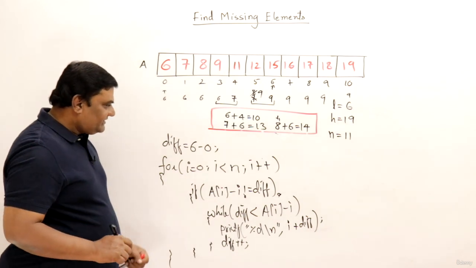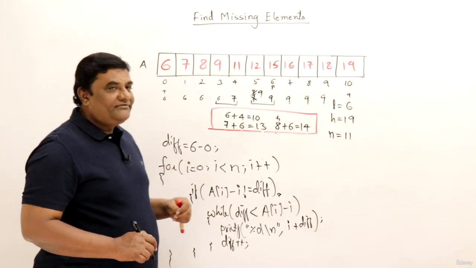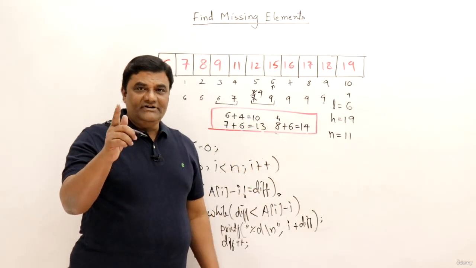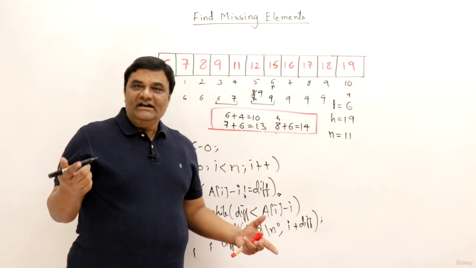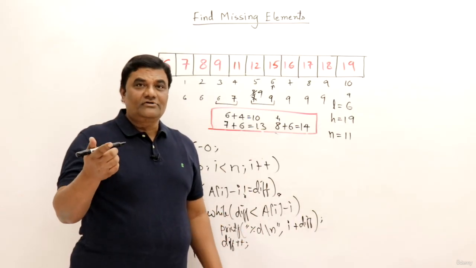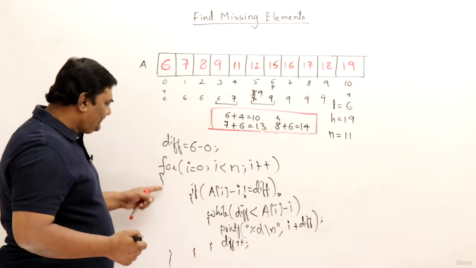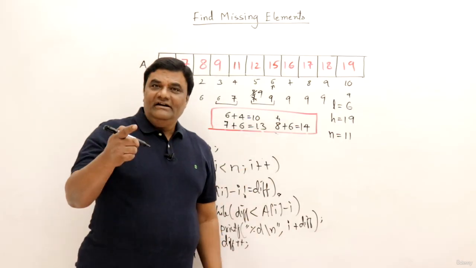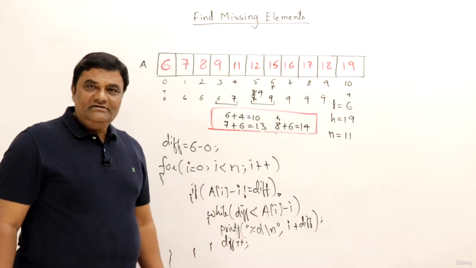Now how much time is it taking? See, what is the amount of work we are doing? We are scanning through the list of elements. How many times? Only one time. So the time is order of n. So there are n elements, so the time is order of n. So if you look at the code, a for loop is there. For loop, how many times will it repeat? N times. So time is order of n.